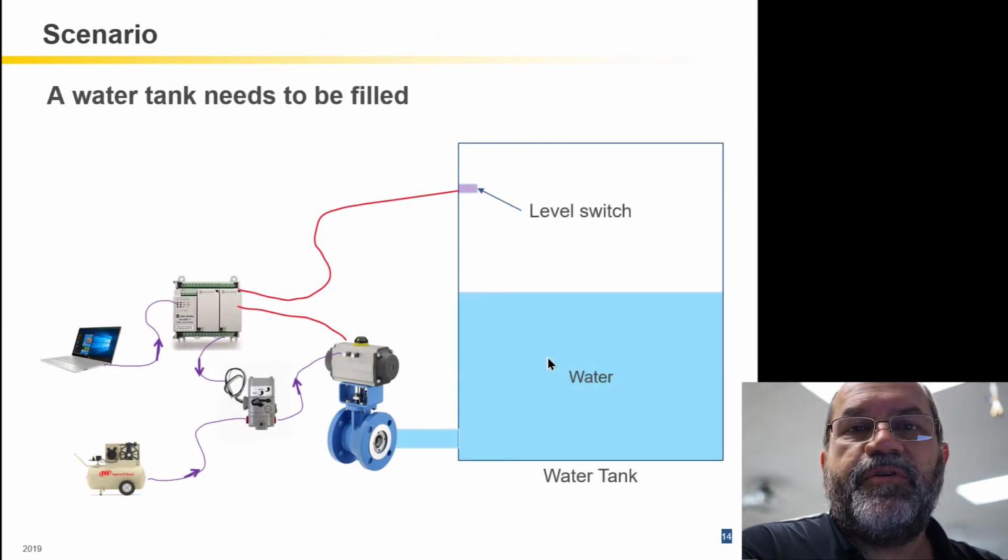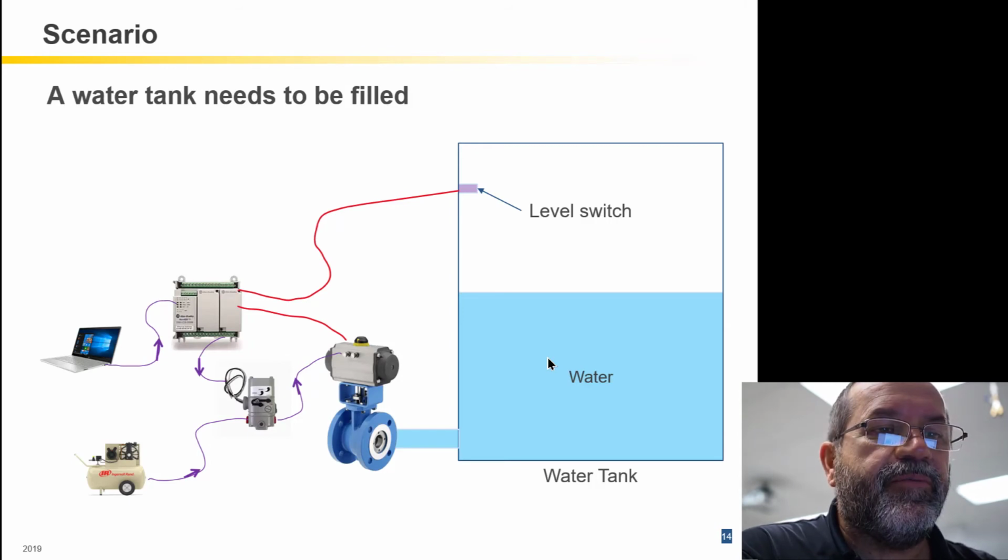Here's an example of a feedback system. In this example, we're filling a tank with water, and we have a level switch that tells us when the tank is full. So that's an independent feedback.